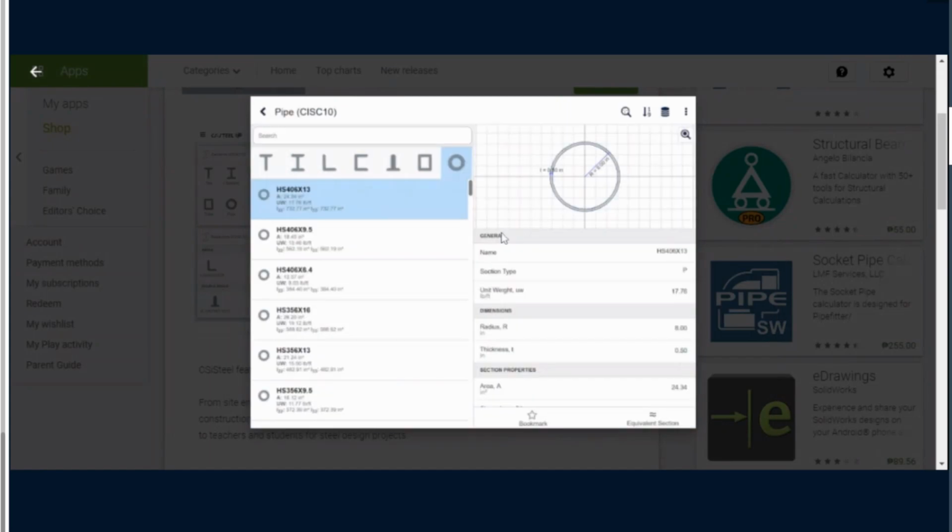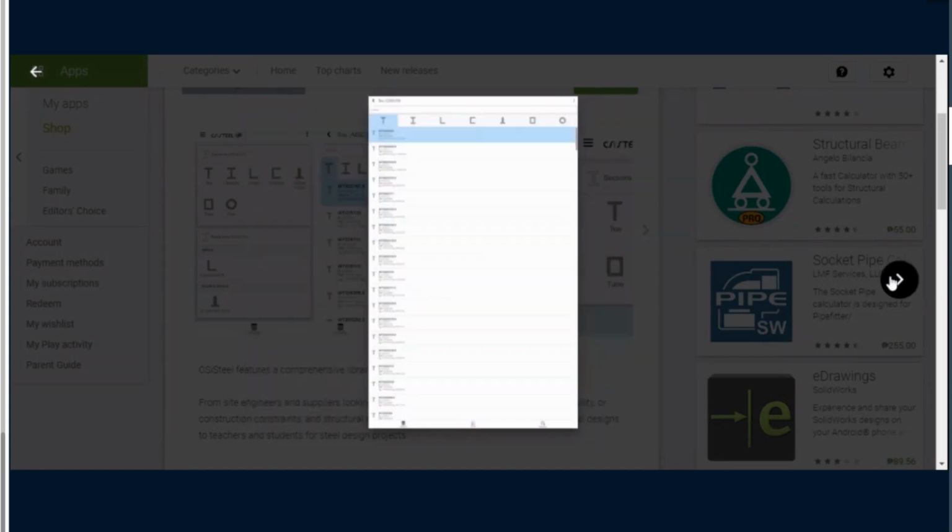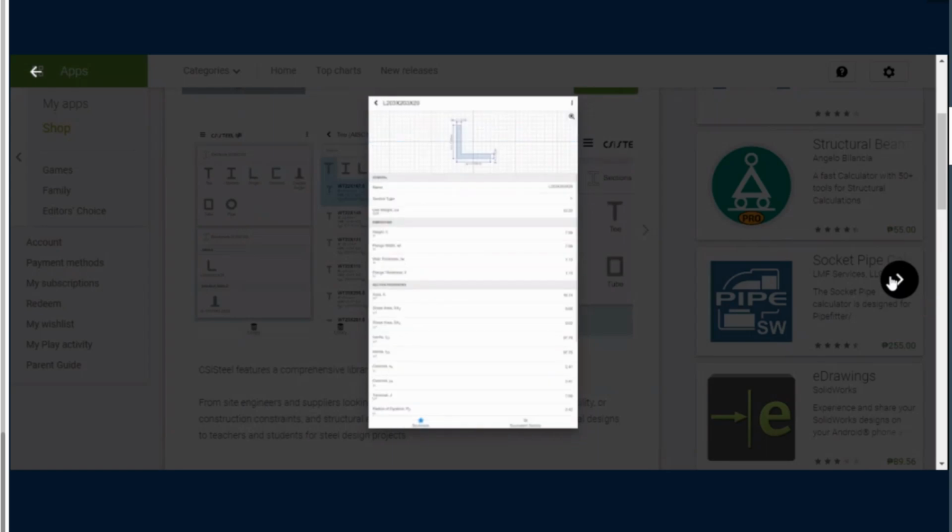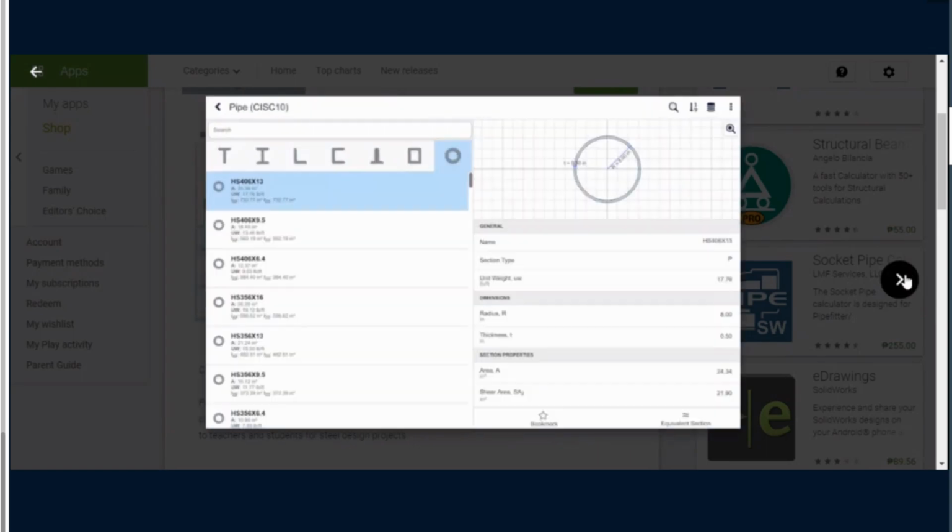Then for pipes, and they tested it in different types of devices. So we have dimensions, the section properties here, the location of centroid, the moments of inertia, the radius of gyration, the torsional constant, all of those.